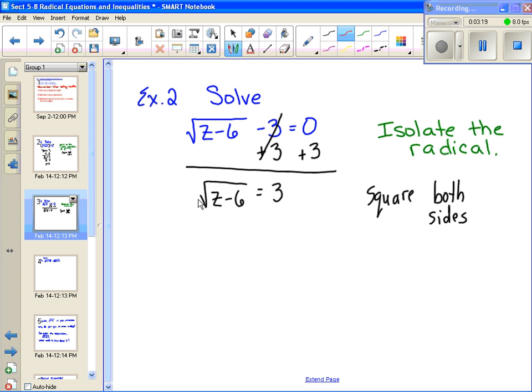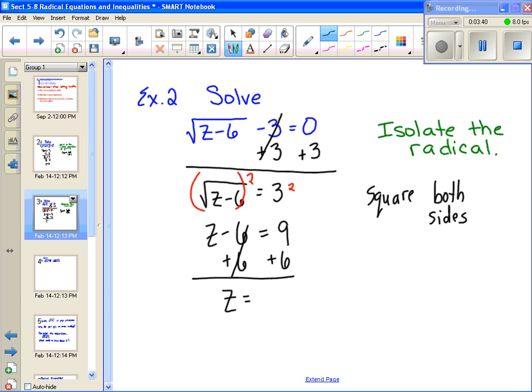So when we square both sides, I'm squaring square root. So I end up with z minus 6. Again, remember, when you square a square root, it just cancels out the square root. 3 squared is 9. And now I just add 6 to both sides. These cancel. We get z equals 15. And when we check our answer, because you always should check, even if you don't write down your check. Look up here, if you put a 15, 15 minus 6 is 9, the square root of 9 is 3, and 3 minus 3 is 0. So we can see that it works.